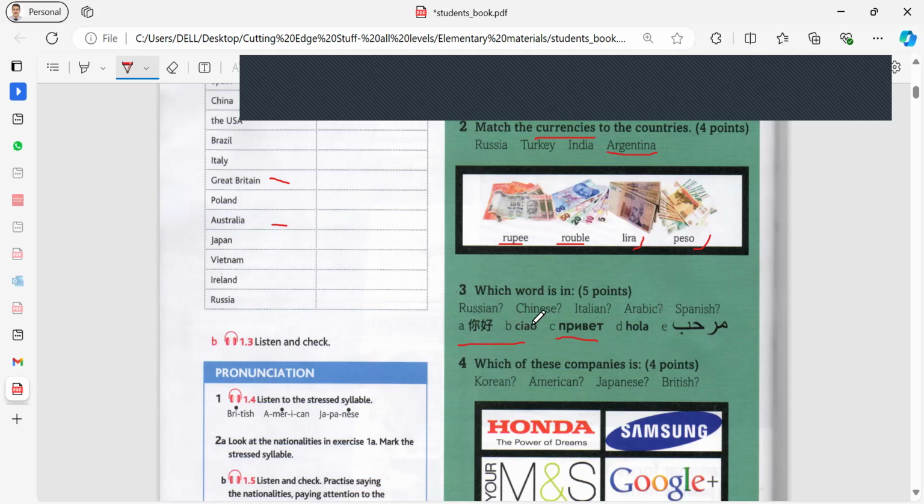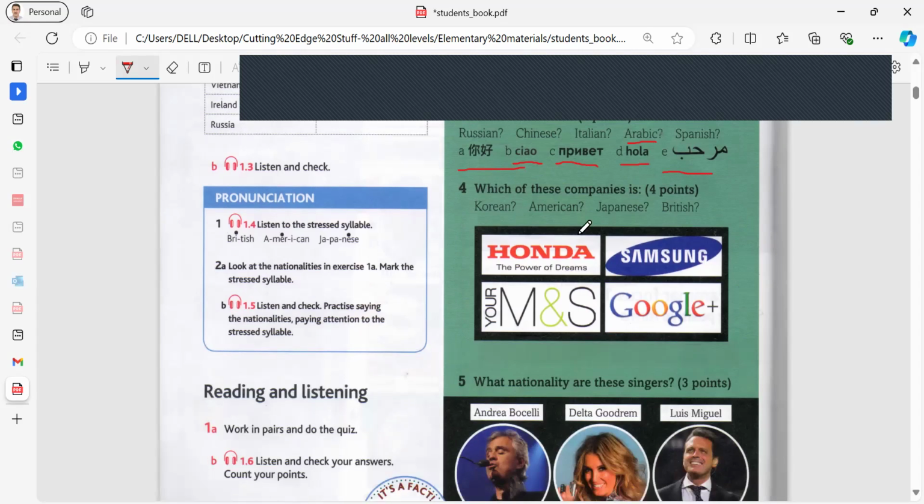Maybe you are right. Which one is Chinese? A. Italian. I think B, maybe. Yes. I think Arabic is easy. Marhaba. Arabic. Yes, this is Arabic, of course. Spanish. Maybe. Hola. So you will see again.